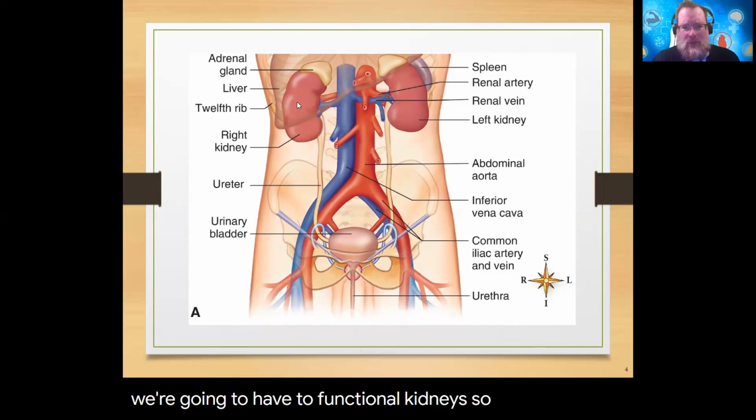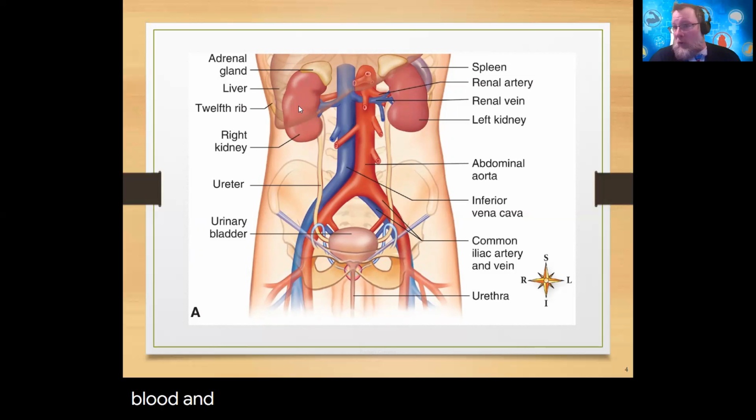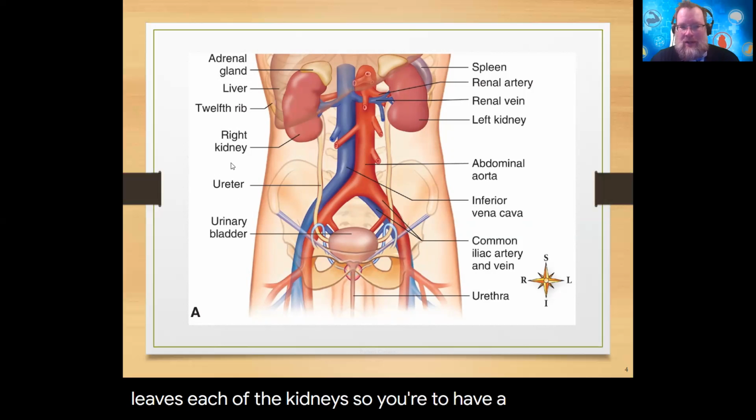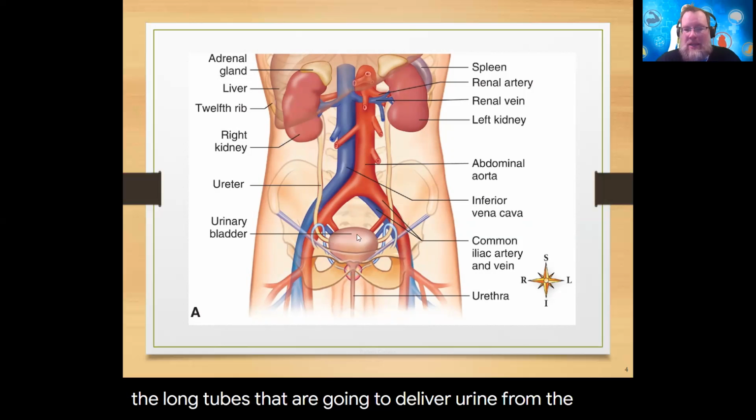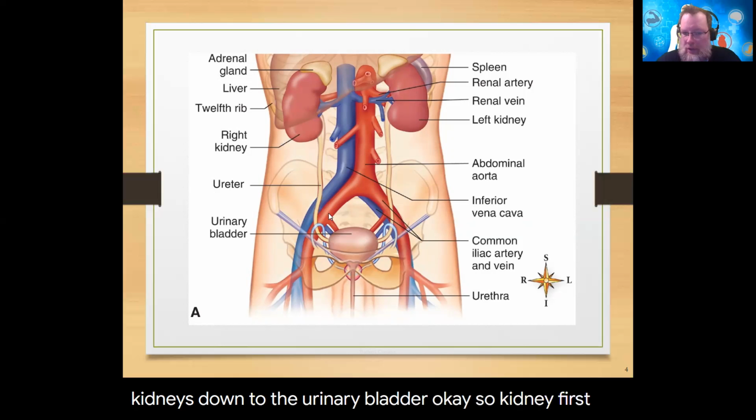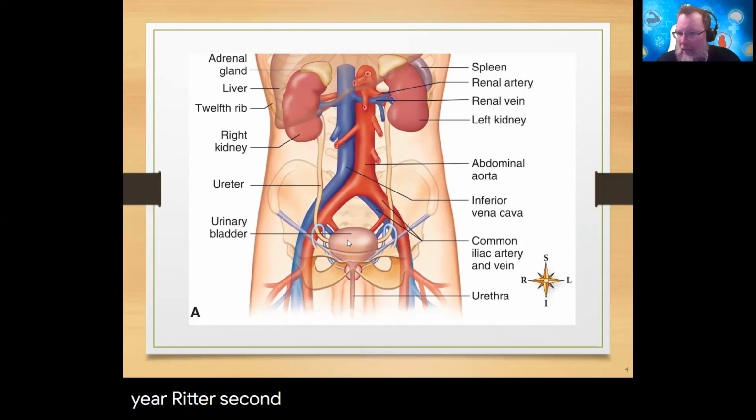So as we filter blood and basically form urine, we're going to have to get rid of that urine. So we do see a major tube that leaves each of the kidneys. So you're going to have a right and left ureter. Okay, you have a right ureter and a left ureter. These are the long tubes that are going to deliver urine from the kidneys down to the urinary bladder. Okay, so kidney first, ureter second, urinary bladder third.